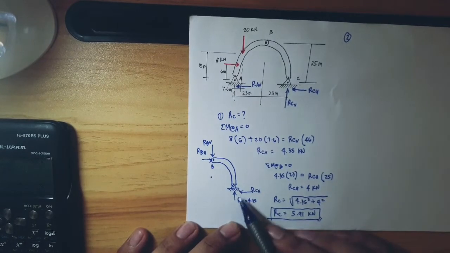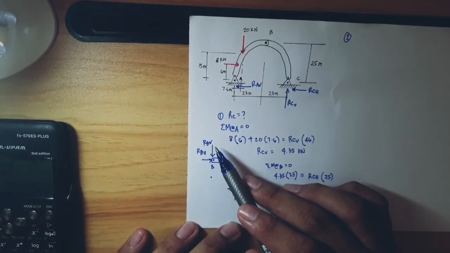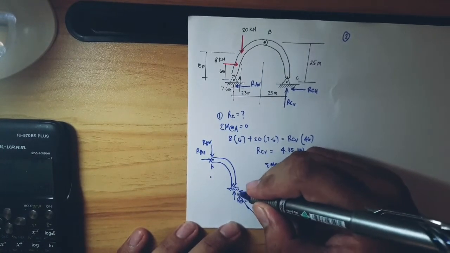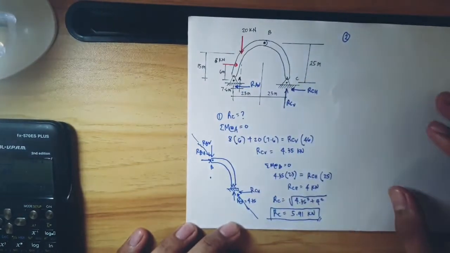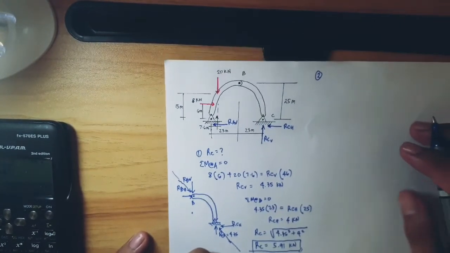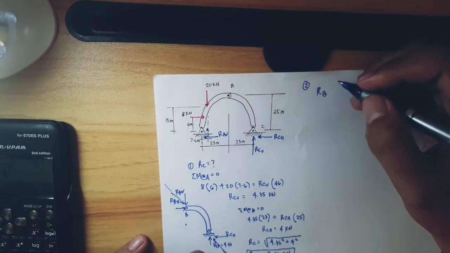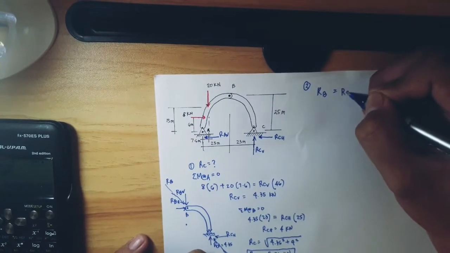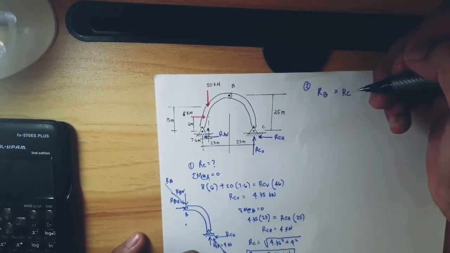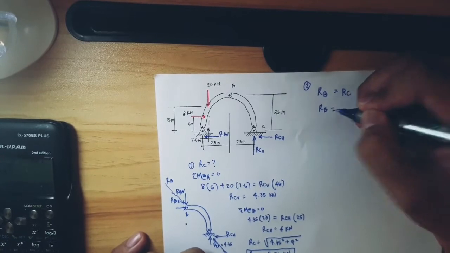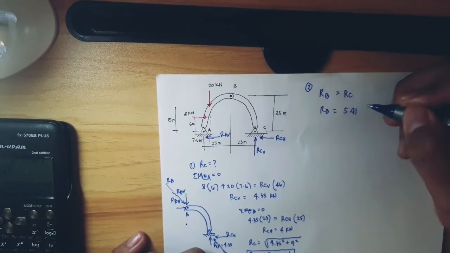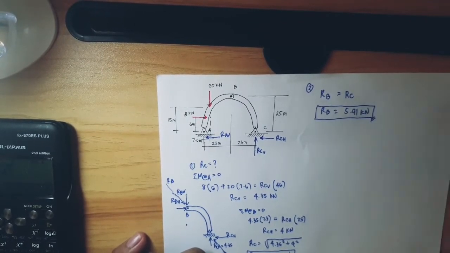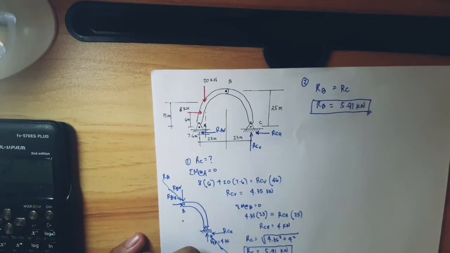So therefore, kung equal ang ilang components, equal pud ang ilang resultants. Okay? So, we can conclude that RB is equal to RC. Thus, RB is equal to 5.91 kilonewton also.